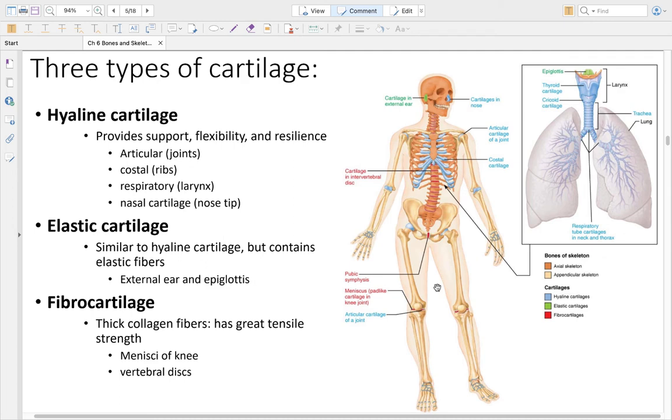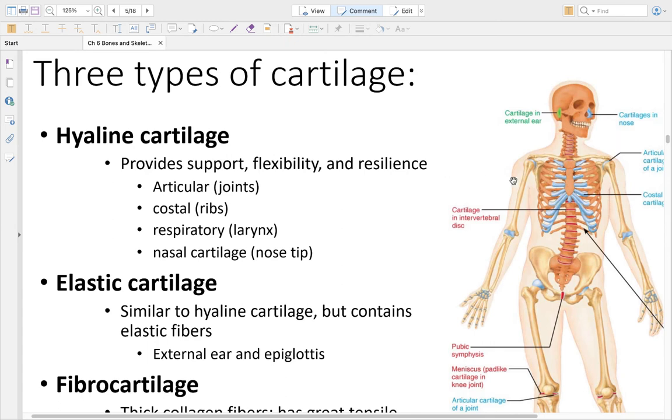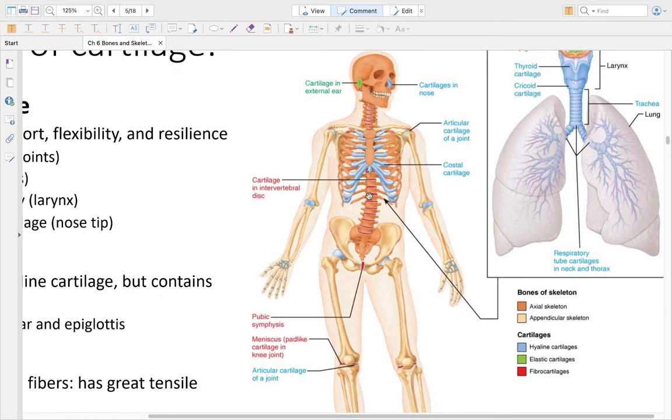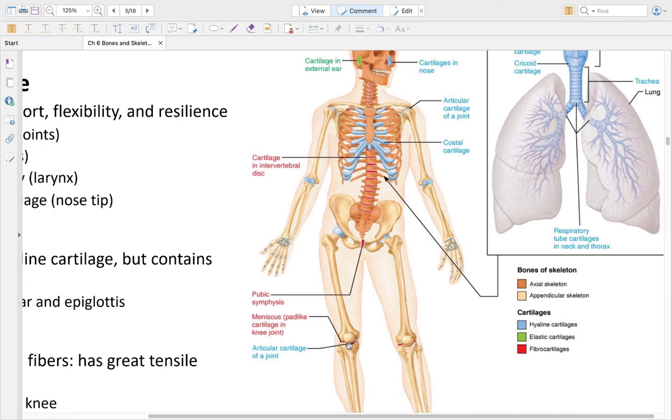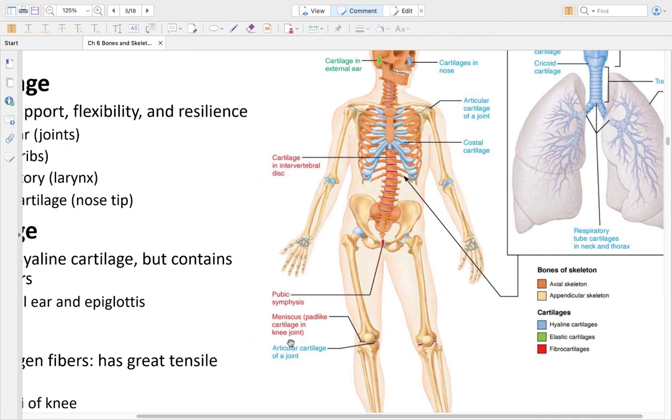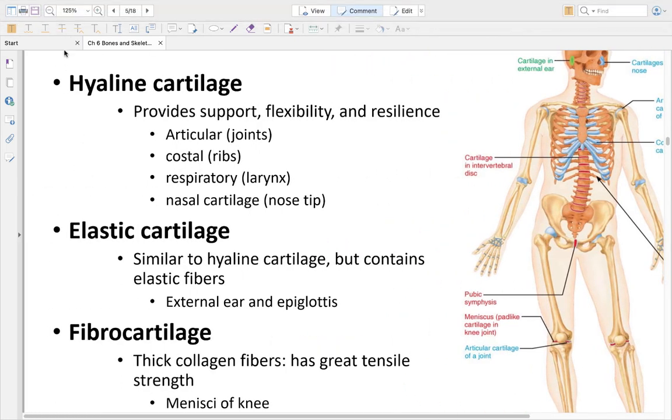Fibrocartilage. Fibrocartilage is thick and it has a lot of strength. And so we'll find it in places like the intervertebral discs in between the vertebrae. The intervertebral discs are made out of fibrocartilage. The pubic symphysis, which connects the pelvic girdle on this side, see this little red sliver? That is made up of fibrocartilage as well. And the meniscus of the knee joint is also made up of fibrocartilage.